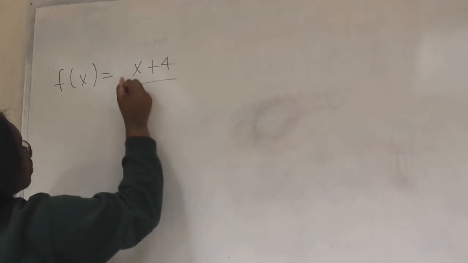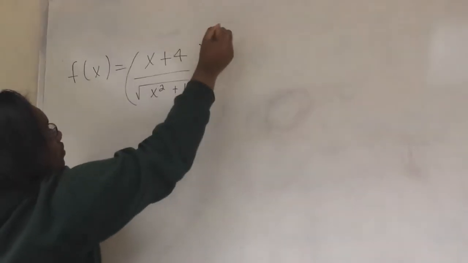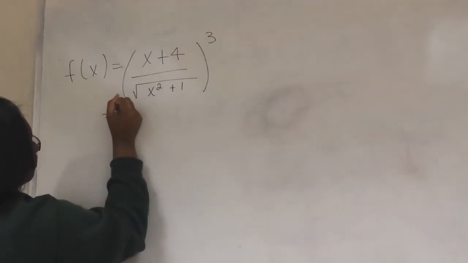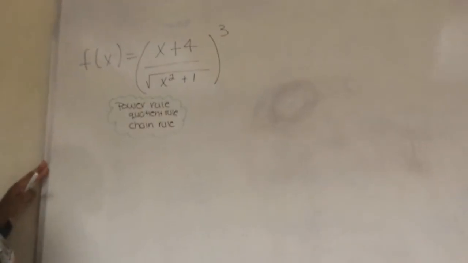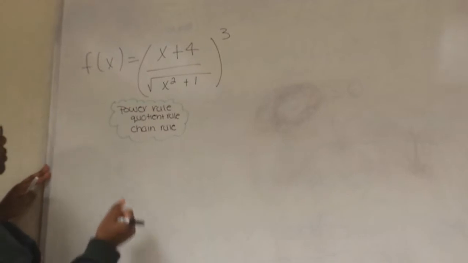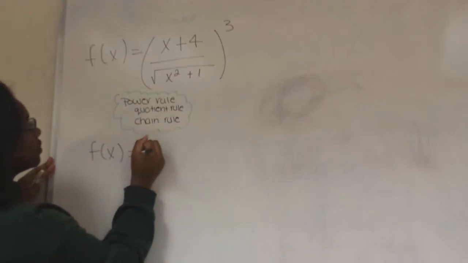For this next problem, we will be solving the derivative of f of x equals x plus 4 over the square root of x squared plus 1, all to the third power. And for this problem, we will be using the power rule, the chain rule, and the quotient rule. The first thing you will be doing is rewriting the square root as a 1/2 exponent.